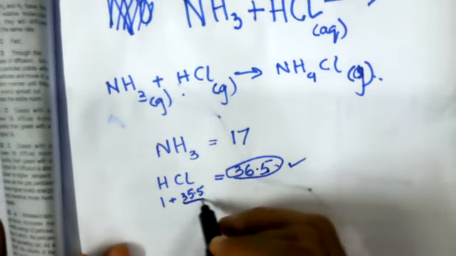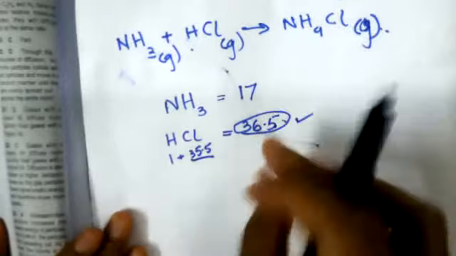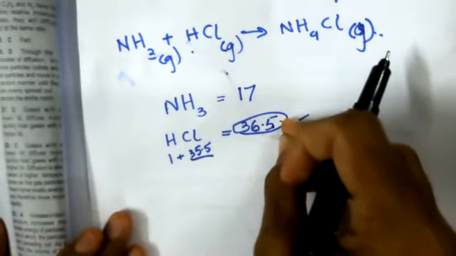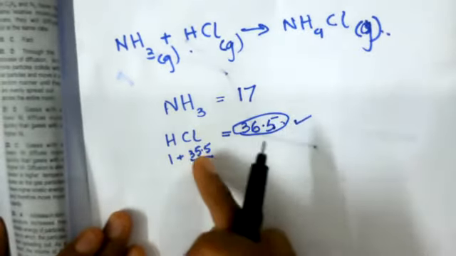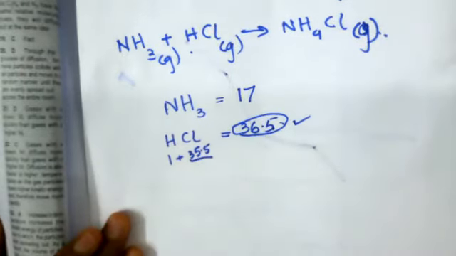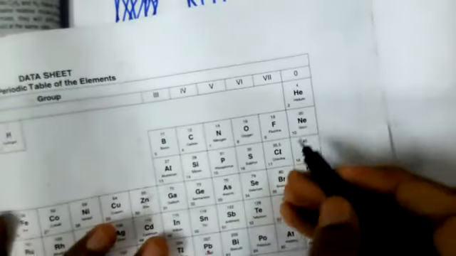35.5 is the atomic mass. Let me explain this, Zores, because this is coming in your exam. Chlorine's mass is 35.5 according to the periodic table. Look at the periodic table. Where's the periodic table? Here.